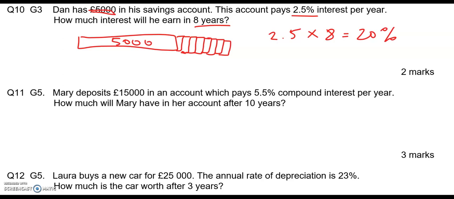So what is 20% of 5,000? You can find 20% in a range of ways. The one that I've chosen is by dividing it by 5, because there are 5 lots of 20% in 100. So we get 5,000 divided by 5 gives us £1,000. So that is the interest that he's going to earn in 8 years.